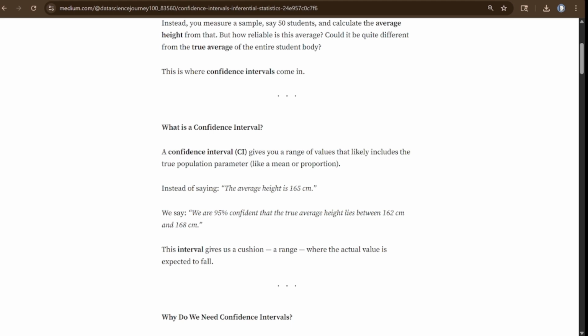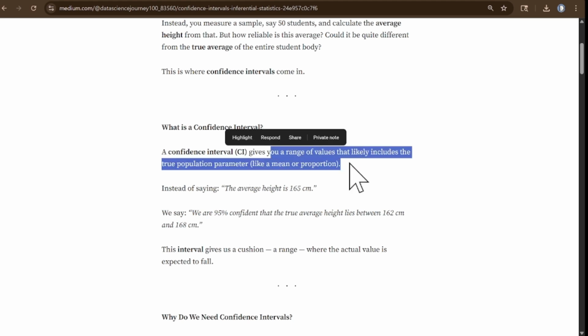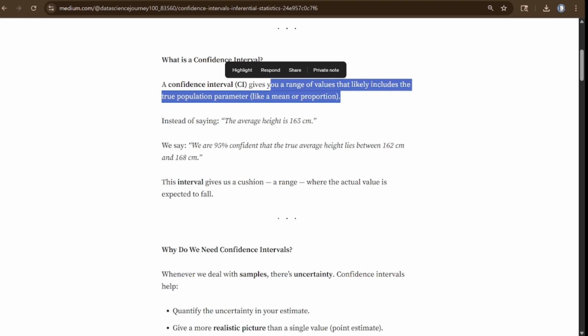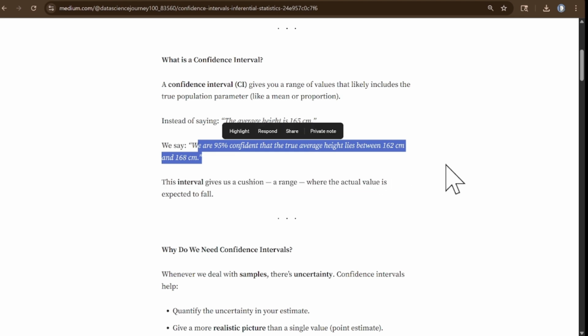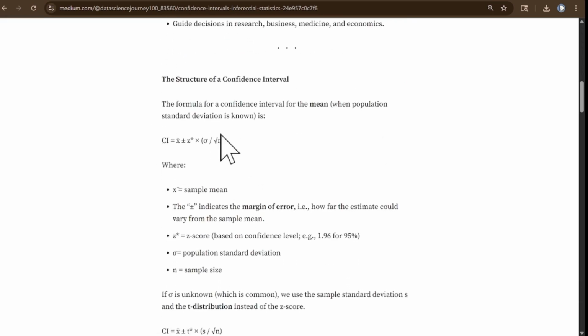So confidence interval gives you a range of values that likely includes the true population parameter. Okay, so instead of saying that the average height is 165, you are saying that we are 95% confident that the true average height lies between 160 to 168. It may be 163, 167. Okay, so you get my point. Instead of giving a single number, you are giving a range of values and you are saying that you are 95% confident. Clear?